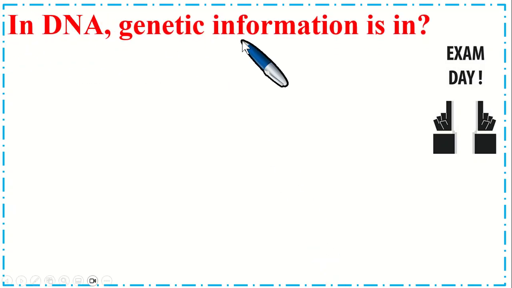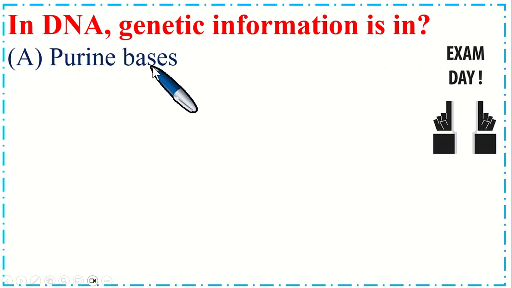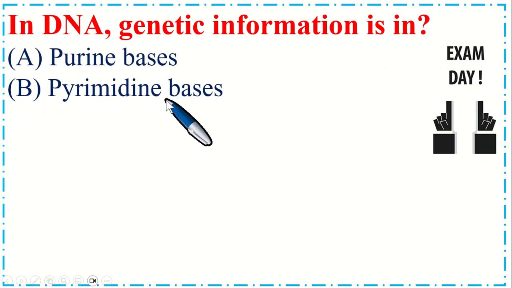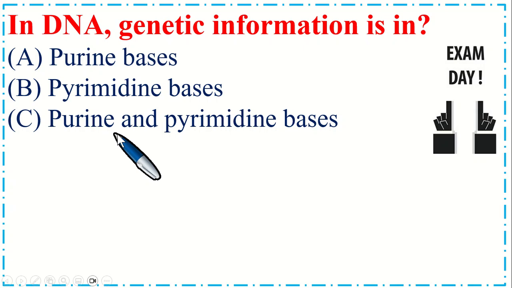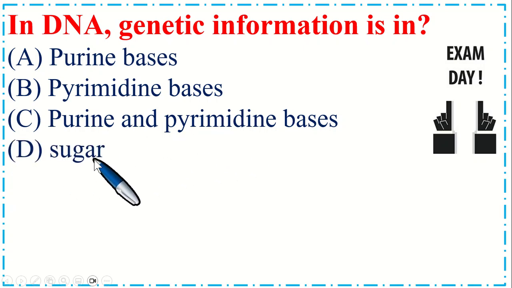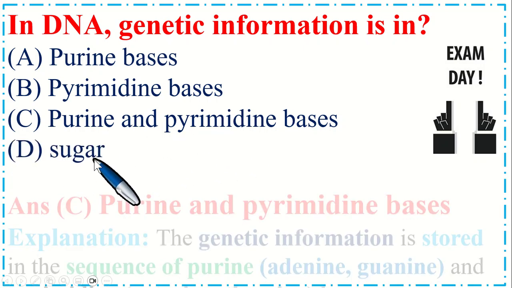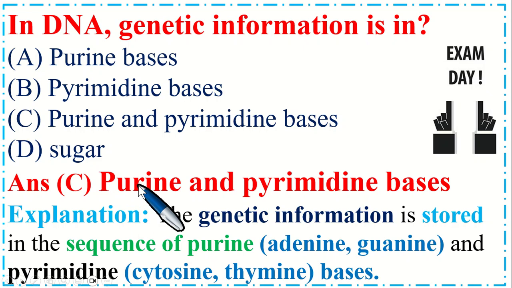In DNA, genetic information is stored in: option A purine bases, B pyrimidine bases, C purine and pyrimidine bases, and option D sugar. So the correct option is C, purine and pyrimidine bases. The genetic information is stored in the sequence of purines, adenine and guanine, and pyrimidines, cytosine and thymine.